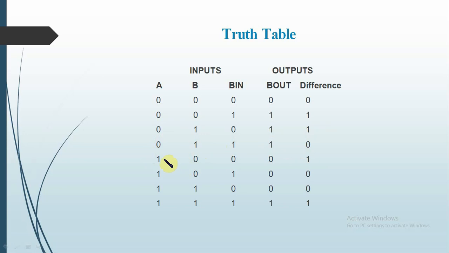Here straightforward the difference is 1, remaining borrow is 0. Here also 1 minus 0, 1. 1 minus 1, 0, that is 0, 0. 1 minus 1, here is 0. Here is the case of 3 ones, that is 1 minus 1, that is the borrow. Again 1 minus 1, then borrow will be generated 1, and difference also.